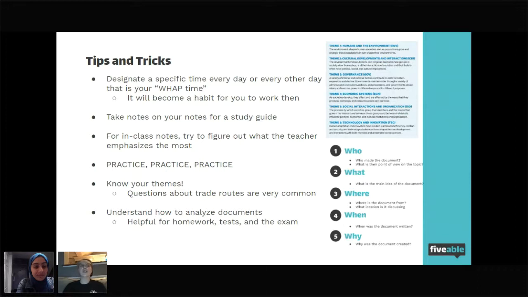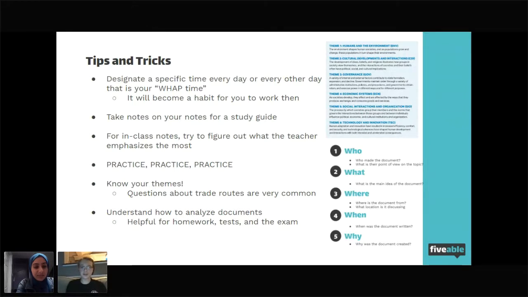You want to take so many practice tests for AP World because the more you understand the test, the more you understand what you need to work on. For example, I knew I was really good at the multiple choice questions, but I wasn't very good at the DBQ. So I just had to practice DBQs constantly.